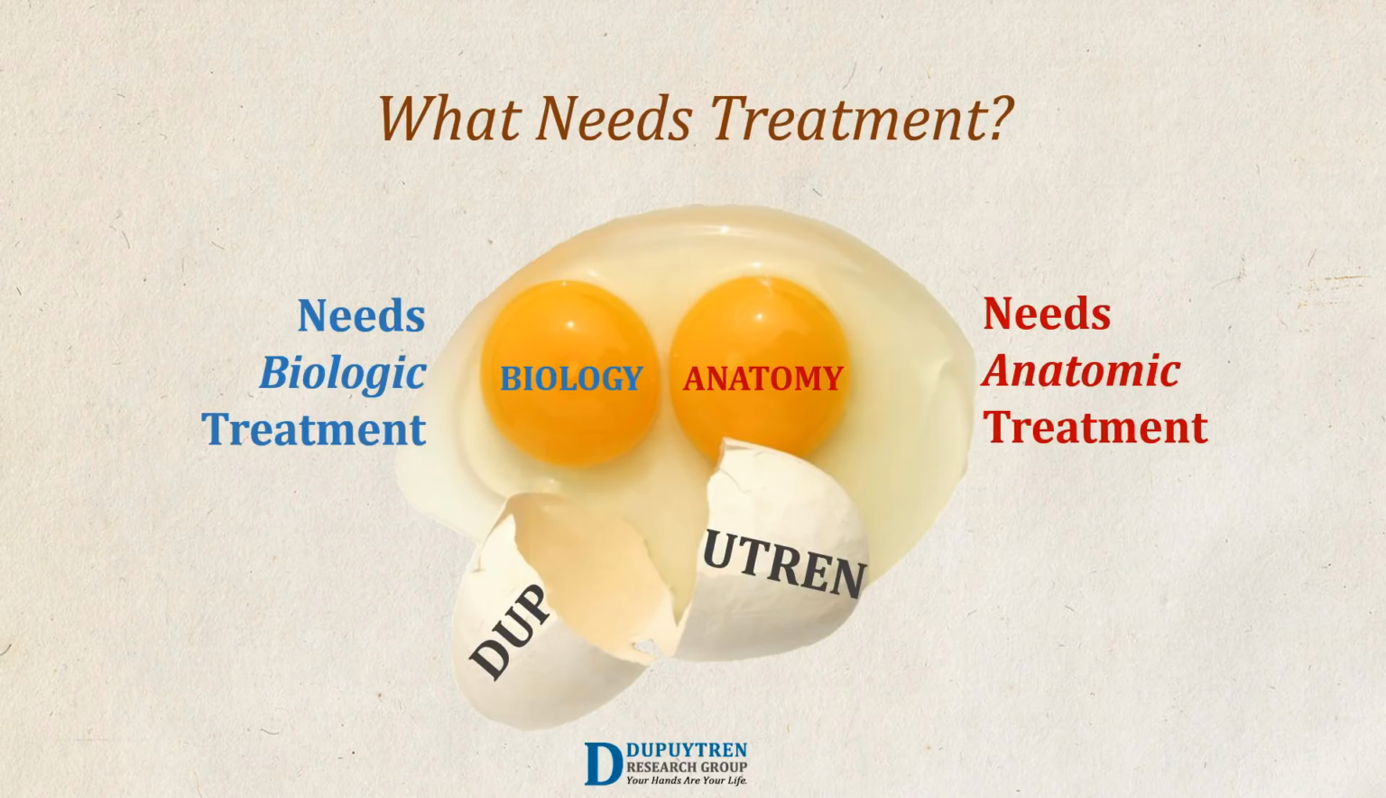Part of the puzzle of Dupuytren disease is that it's like an egg with two yolks. It's got two different things going on. It has a biologic aspect and it has an anatomic aspect. And these run in parallel but don't overlap that much. The biology needs biologic treatment. We have none currently. We do have anatomic treatment, which has been what surgeons have been doing for the last 200 years.